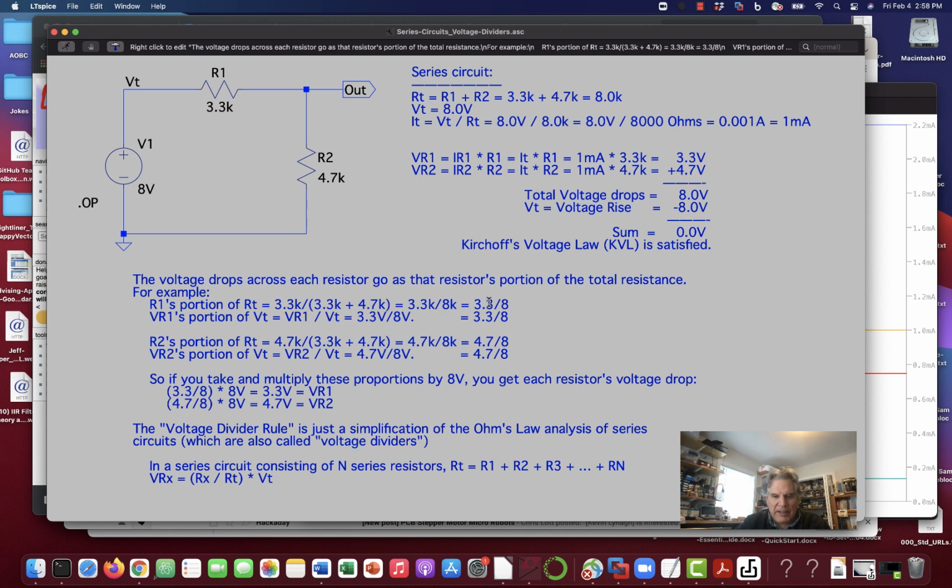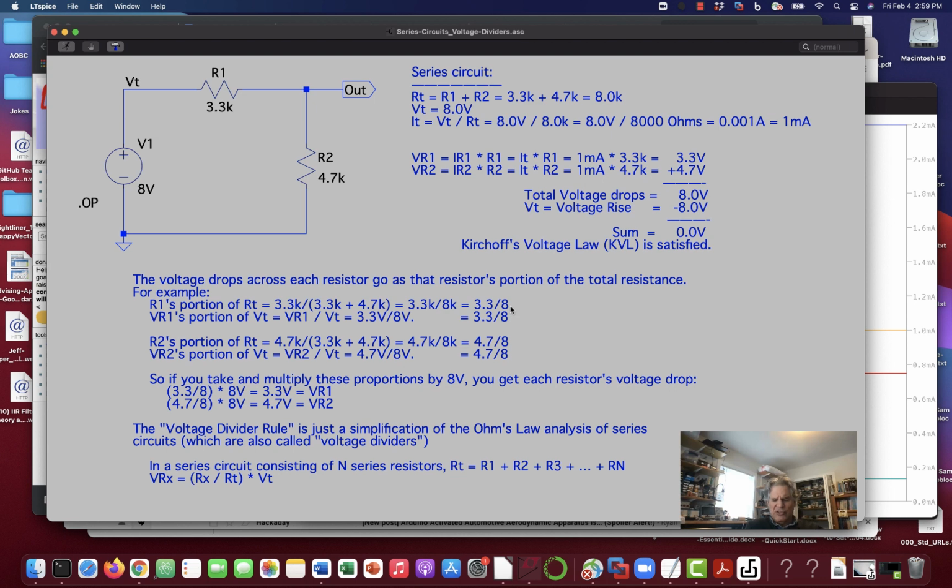I get 3.3 over 8 is the portion, kind of like 3/8. VR1's portion of the total voltage is 3.3 over 8, right? 3.3 volts over 8 volts total. So it works out. Again, this is nothing magical. It happens because of the way Ohm's law works, a straight linear relationship between three quantities.